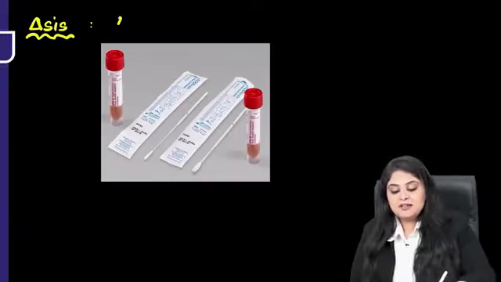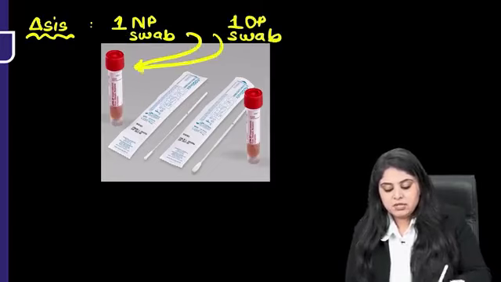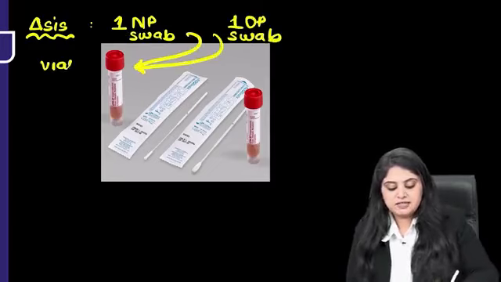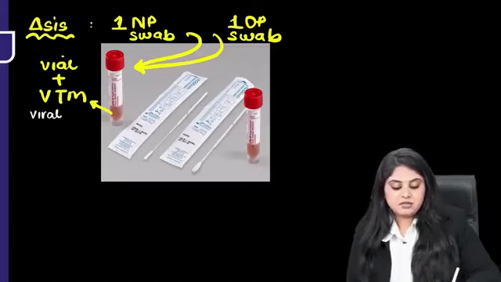So you are going to take one nasopharyngeal swab and one oropharyngeal swab, and what are we going to put it into? We will put it into the same vial, and this vial contains VTM. What is this fluid? This fluid is VTM, a viral transport media.